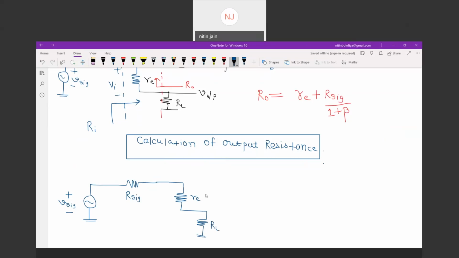Now note that here it is 1 plus beta times RE and 1 plus beta times RL, if your input current is the base current. So what is the output resistance? By removing the load, if you remove this, then what will the output resistance be? RE.